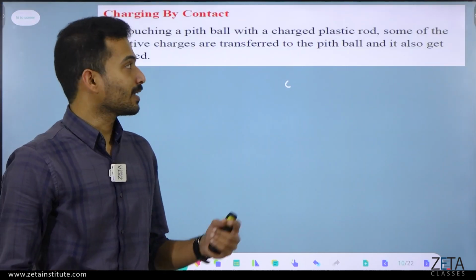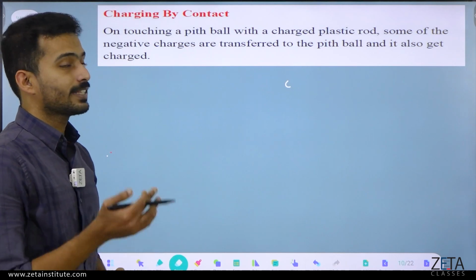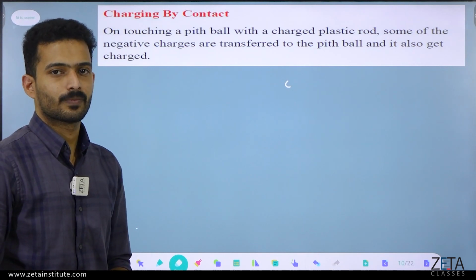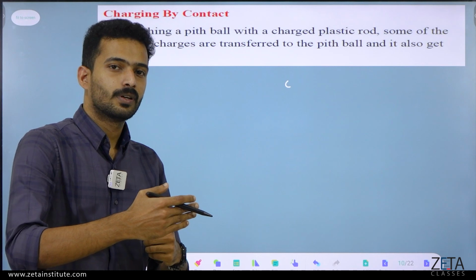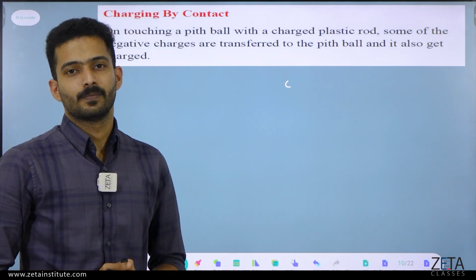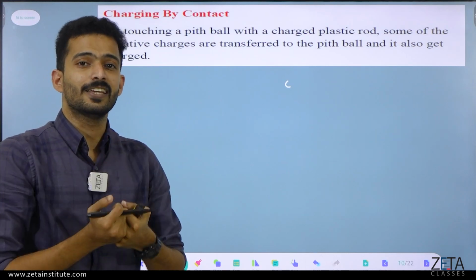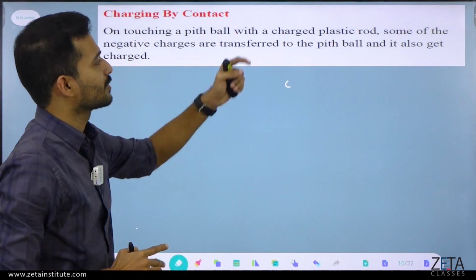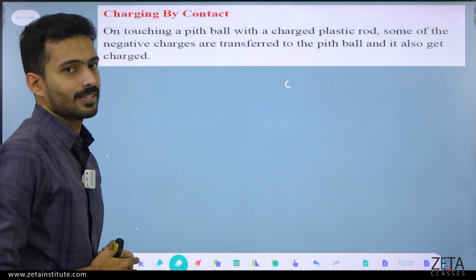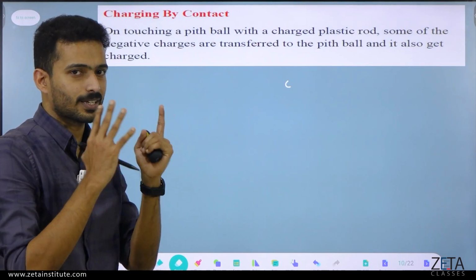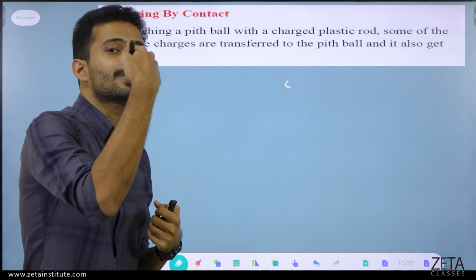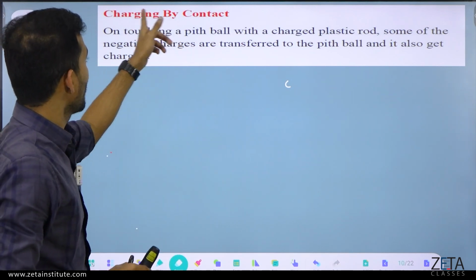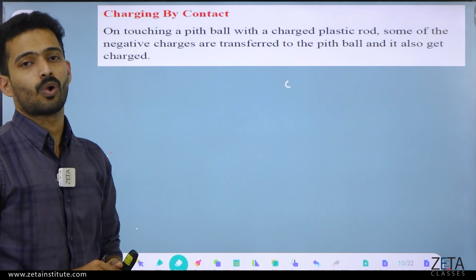Okay. Next it is charging by contact. When we touch a charged plastic rod with an uncharged pith ball, what happens? Charge transfers from the plastic rod to the pith ball. That means by touching, charge is transferred from one body to another. So that is called charging by contact. Because the plastic rod is negatively charged, when we touch it, some of the negative charges are transferred to the pith ball and it gets charged. Okay, so this is the method of charging by contact.